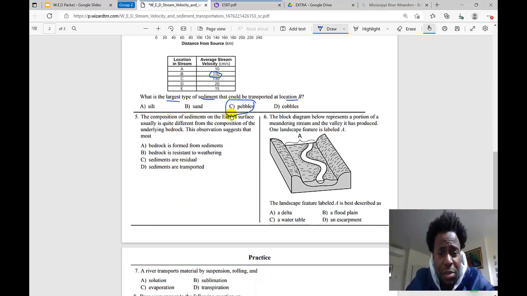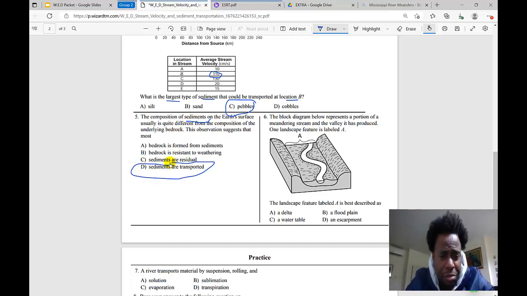The composition of sediments on Earth's surface usually is quite different from the composition of the underlying bedrock. This observation suggests that the sediments on the Earth's surface are different from the bedrock, which means the rocks that are all the way at the bottom of the Earth in that area. So if the sediments on the surface are different, it's because they were brought in from somewhere else.